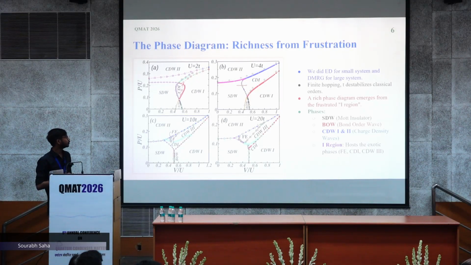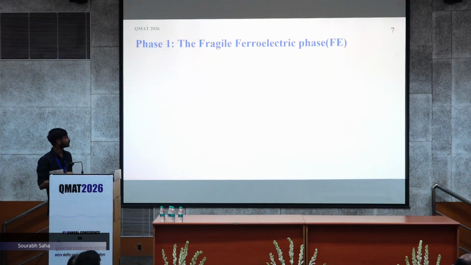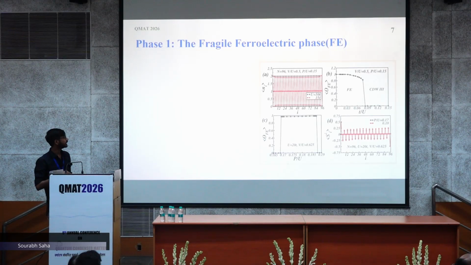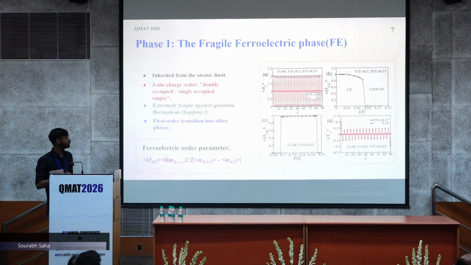You can see we have the well-known phases like the spin density wave phase, charge density wave phase and bond order wave phase. Along with that, we have new exotic kinds of phases, which are the CDI, charge density wave 3 and ferroelectric. I will explain all of these phases explicitly in the next few slides. First comes the ferroelectric phase, and it originates from its atomic limit. You can see its three-site periodic charge pattern. However, it is extremely fragile.